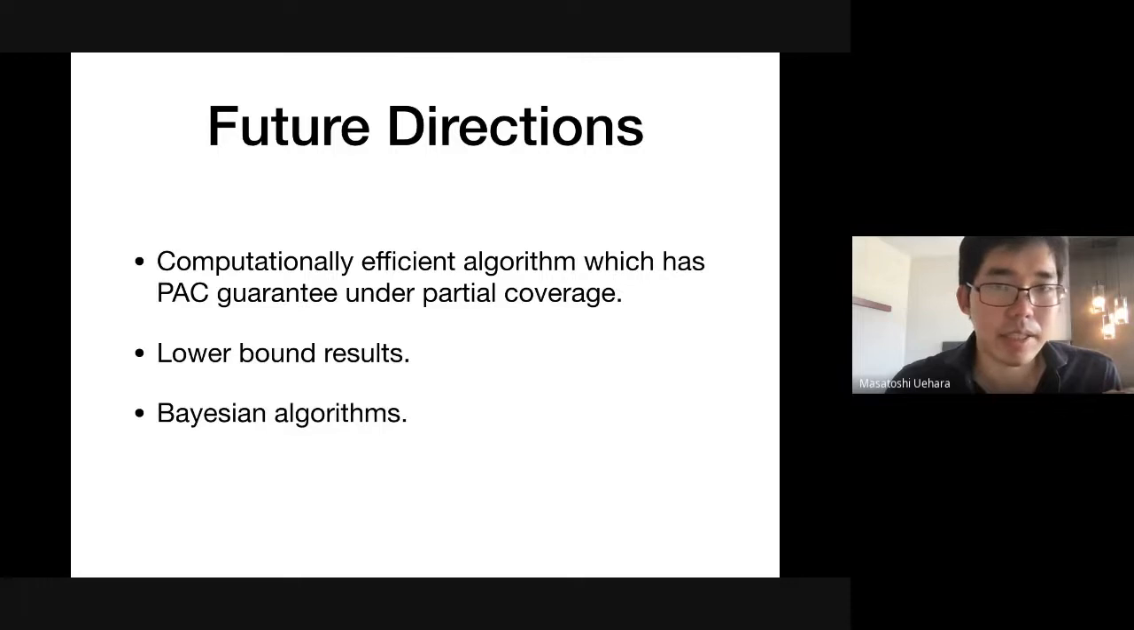In the tabular case, I saw Min and also Yushan's paper introduced some type of lower bound result incorporating a partial coverage assumption. But for general function approximation, I don't think there is a lower bound result yet. So that's our future work. Another future work is, of course, that our algorithm is not computationally efficient, so we are thinking about a computationally efficient algorithm that also has a PAC guarantee under the partial coverage assumption. Thank you very much. That's all.